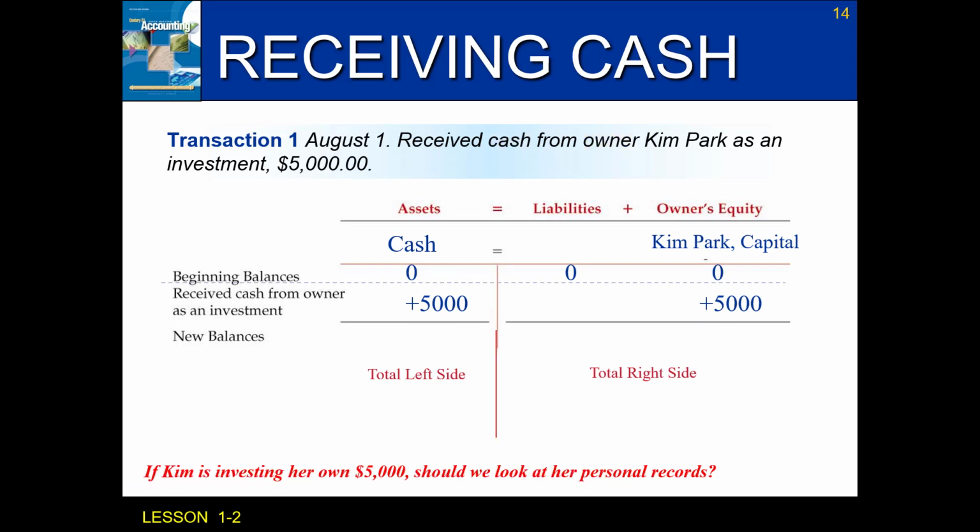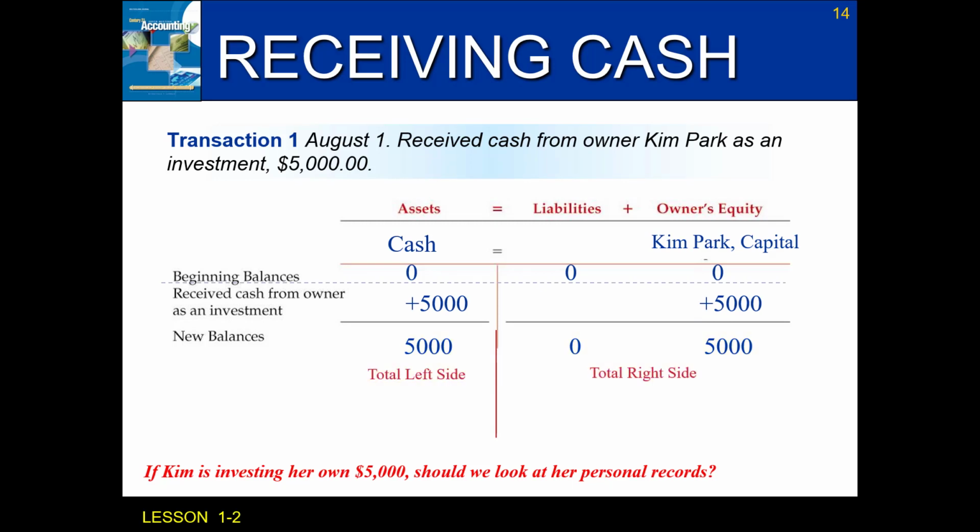Once I've figured out whether or not I'm adding or subtracting, I'm going to come up with a new balance. And at this point, it's just a math problem. So I'm going to take 0 plus 5,000, and I'm going to get 5,000 for the total on my left side. Then I'm going to get 0 plus 5,000, and I'm going to have 5,000 for my total on the right side. Again, my left side of assets equals my right side of my liabilities plus my owner's equity. So I know when I look at this that I am good and I have recorded this transaction correctly.